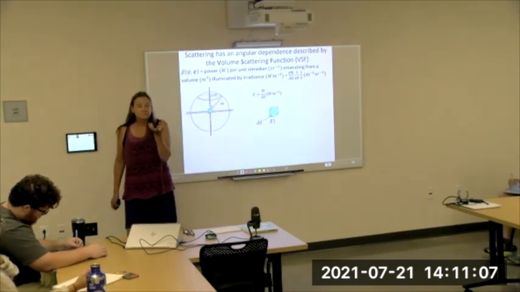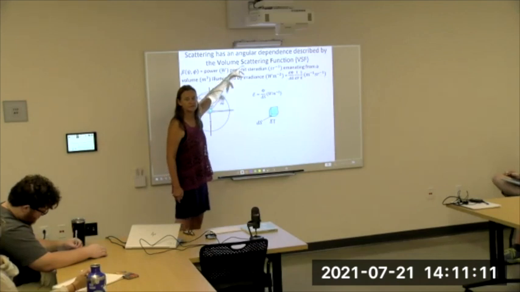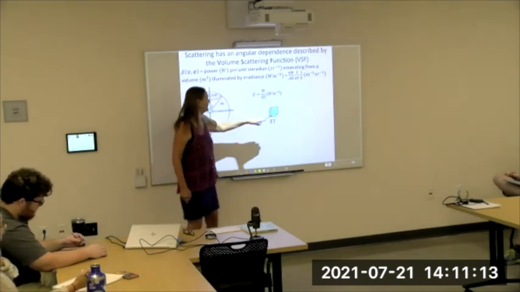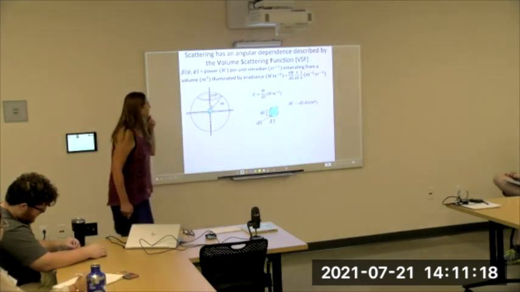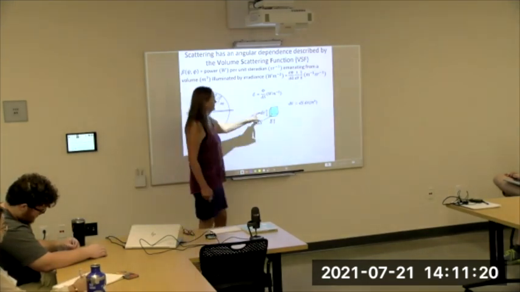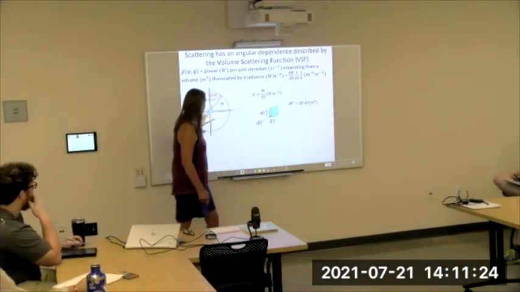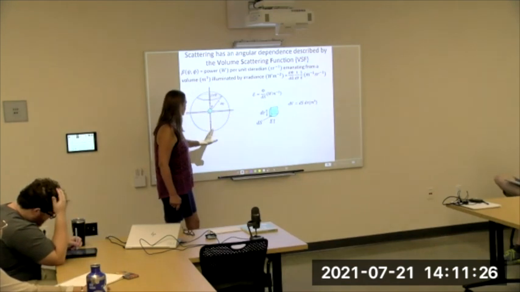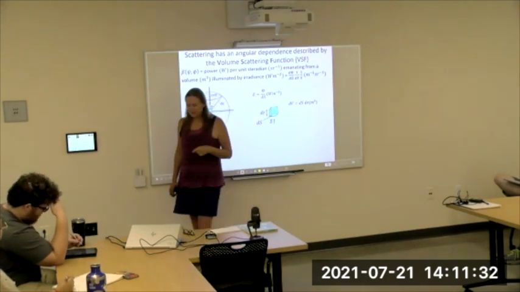The volume, as in the volume scattering function, is the volume that's being illuminated, but the light is incident on the surface. That volume has some distance, a third dimension of dr. So the volume where we're looking at scattering emanating from is just ds times dr, and it has units of meter cubed.